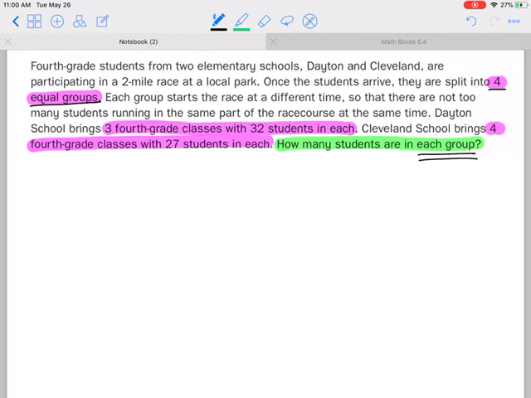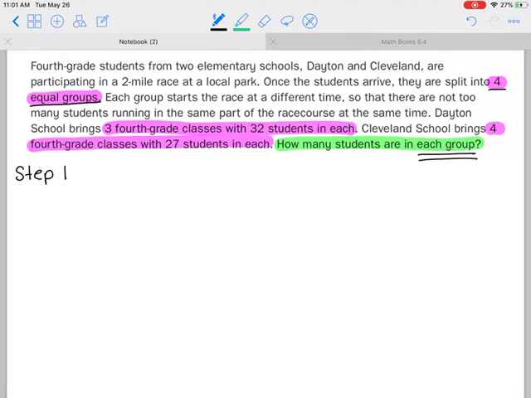So what do I need to solve this? I need to know how many kids they're splitting up into those 4 groups. How do I do that? The first thing I need is to figure out how many students come from each school, and then add those together. Do you notice how I started with my end goal and then worked backwards on how to get there? I need to know how many students are coming to the race from Dayton and Cleveland, and add those together. But before I can do that, I have to figure out how many kids came from each school, because they don't tell us. They just say 3 4th grade classes with 32 students in each. So that's the first thing I'm going to do.